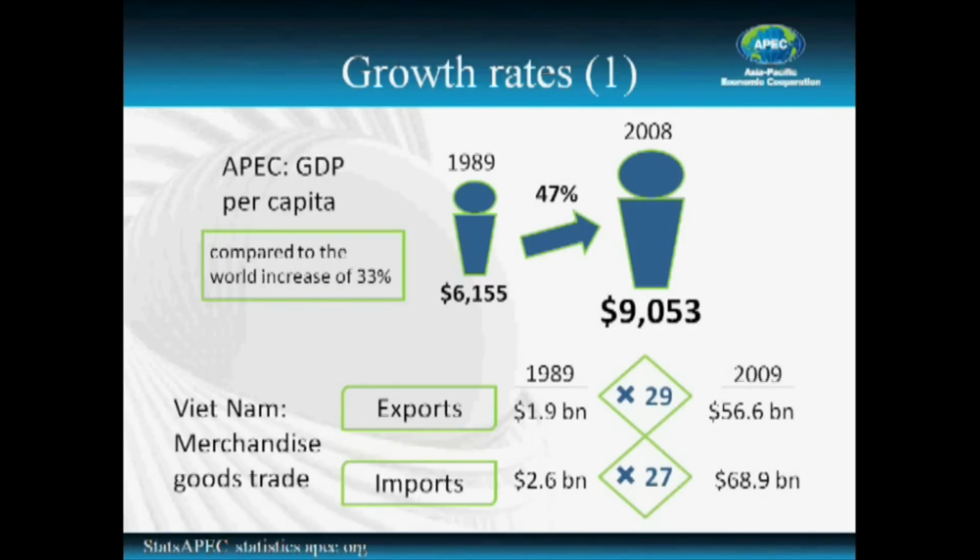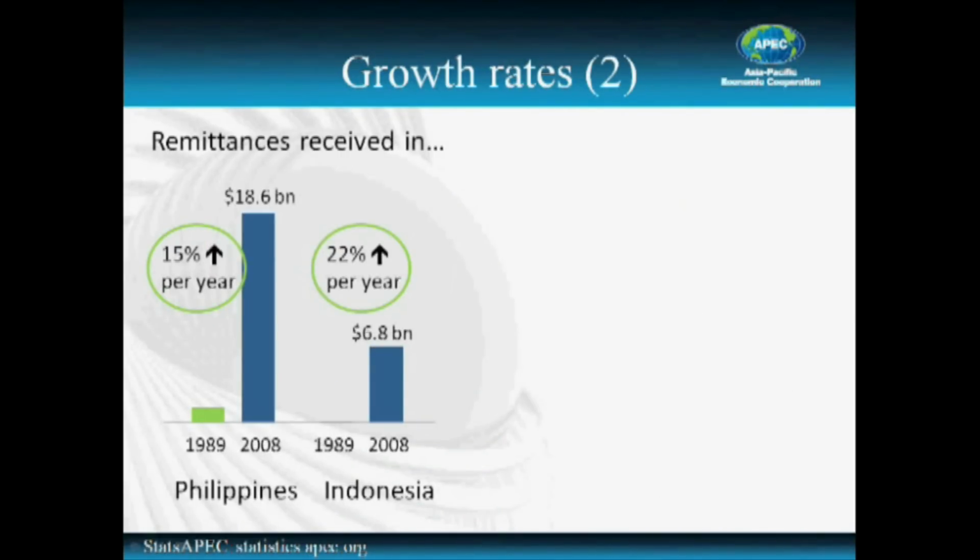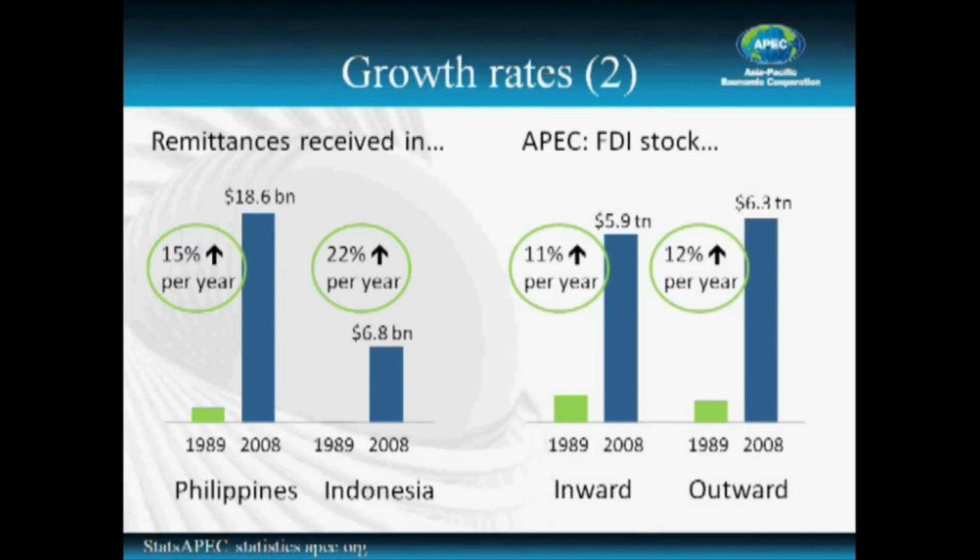You can also see that in 2009 Vietnam's exports were 29 times their level in 1989 and Vietnam's imports were 27 times their level. You can see that while the total level of remittances to the Philippines in 2008 was almost 3 times that of Indonesia, Indonesia's remittances have been growing at a faster rate per year since 1989. You can also chart the growth in FDI stock. Both inward FDI stock to the APEC region and outward FDI stock from the APEC region have grown at similar rates per year between 1989 and 2008, 11 and 12% respectively.